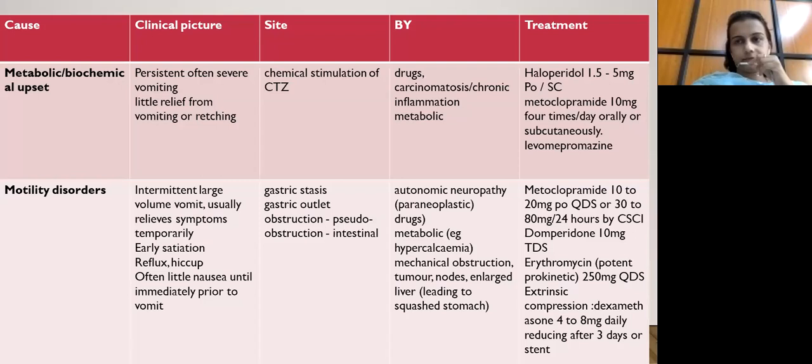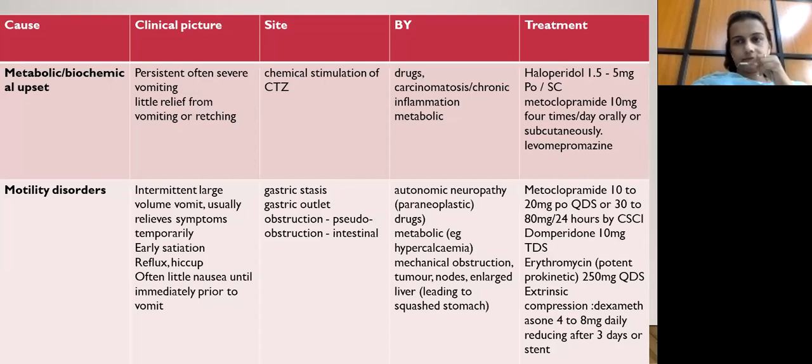And what is the cause of that? The cause is either drugs, or it can be carcinomatosis or chronic inflammation. And what do you give for that? We can give either haloperidol, or you can also give metoclopramide. Haloperidol doses are 1.25 milligram PO and subcut. We can also give metoclopramide 10 milligram 4 times daily, orally or subcutaneously, and levomepromazine. Second one is motility disorders.